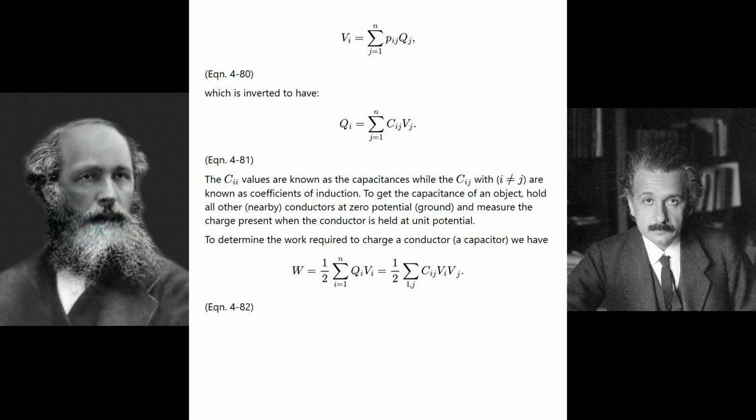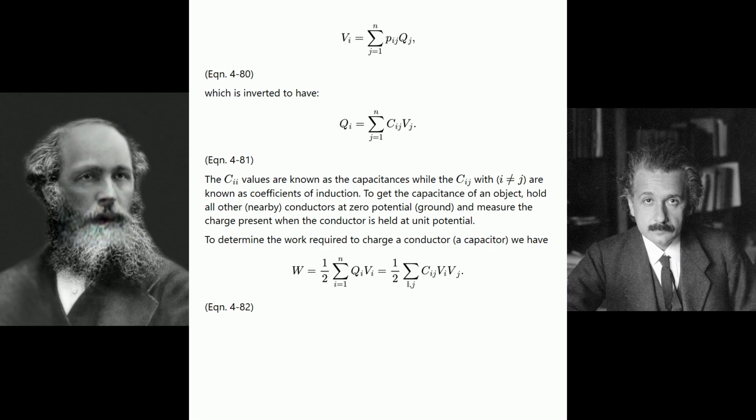The C sub ii values are known as the capacitances, while the C sub ij with i not equal to j are known as coefficients of induction. To get the capacitance of an object, hold all other nearby conductors at zero potential, ground, and measure the charge present when the conductor is held at unit potential.